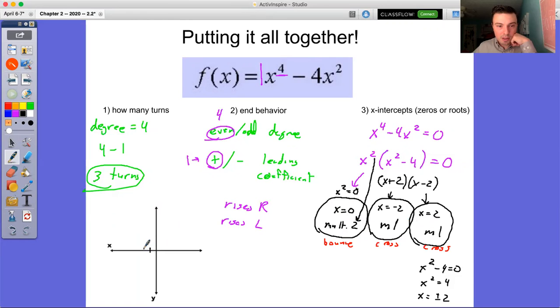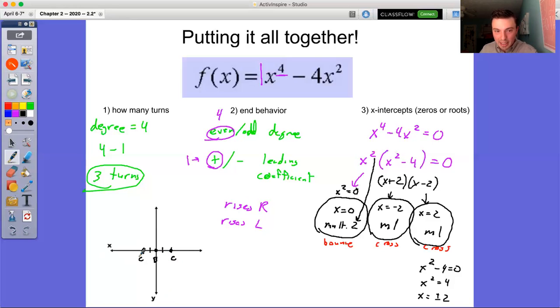So I can go 2 to the left, 2 to the right, and I'm going to have dots here, here, and here. Those are my 3 zeros. I know I'm going to cross at these two and bounce at that one. Cross, bounce, cross. Just as a reminder for what I need to do.